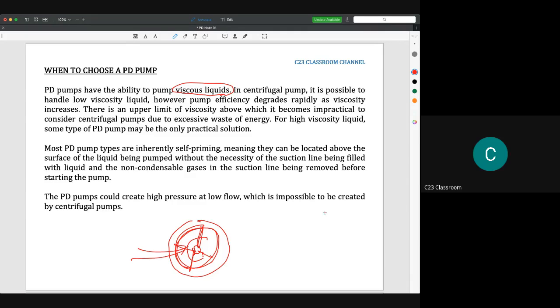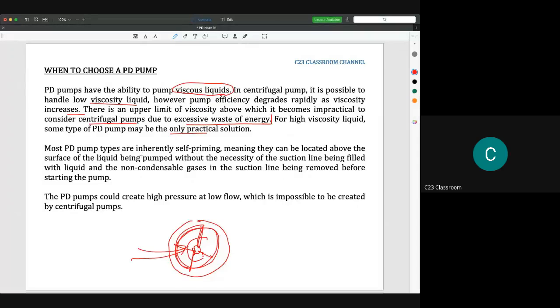So in a centrifugal pump, it is possible to handle low viscosity liquid. However, pump efficiency degrades rapidly as viscosity increases. There is an upper limit of viscosity above which it becomes impractical to consider a centrifugal pump due to excessive waste of energy. For high viscosity liquid, some type of positive displacement pump may be the only practical solution. So maksudnya di dalam keadaan high viscosity liquid, 100% awak terpaksa gunakan positive displacement pump.